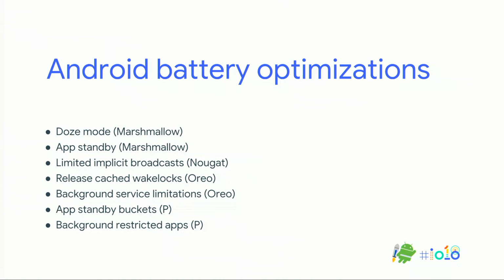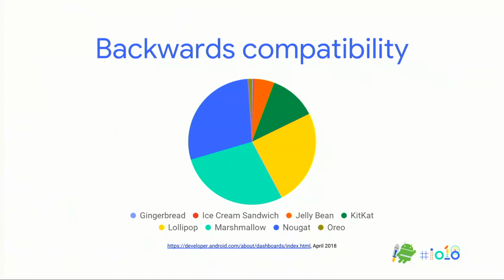Meanwhile, Android also has a lot of battery optimizations that we've introduced over the last few years. For example, we introduced Doze Mode in Marshmallow. If you've been following Android P, we've had app standby buckets. In Oreo, we restricted background services. So all of these things have to be taken care of as a developer. And finally, we always have to worry about backwards compatibility. So if you want to reach 90% of Android devices, you want to at least have a min SDK of KitKat.